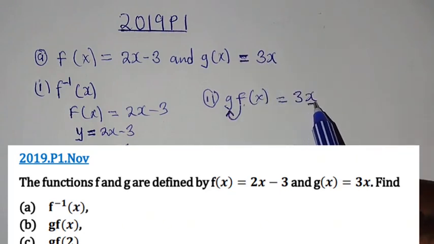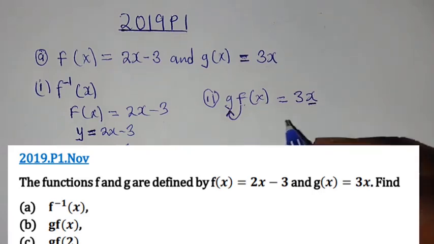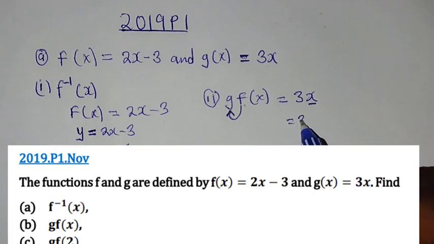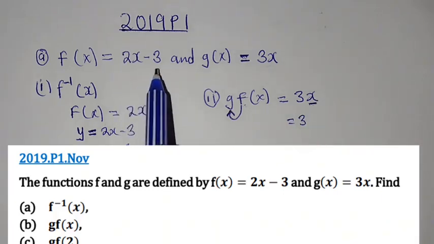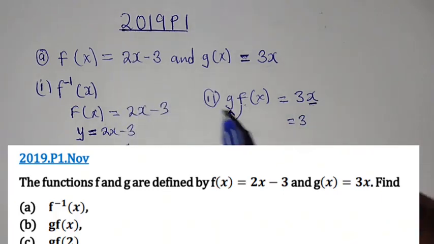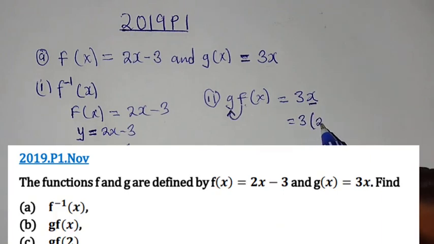So where we have x right here, we are going to put the function of what? Of f. So we are going to write 3. So here where there is x, the function of f is this function, which is 2x minus 3. So we are going to substitute it there. We write 2x minus 3.